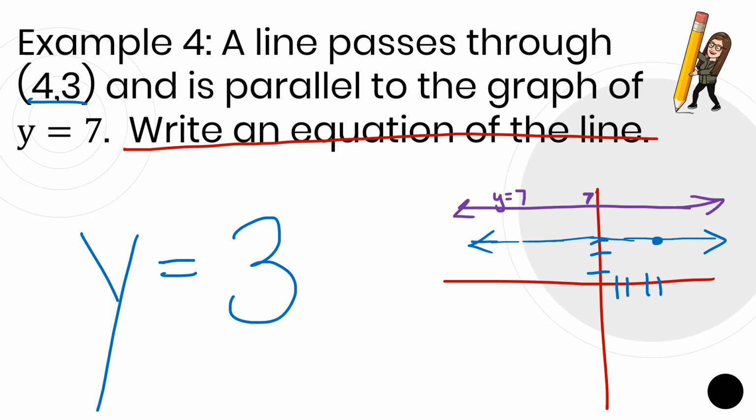Now, how could you do this without a graph? Well, first of all, I think we should use our marker boards to draw a sketch and make sure. But if you are very confident, you could notice this is a horizontal line, so I need a horizontal line. My y value is 3, so my y value is 3.